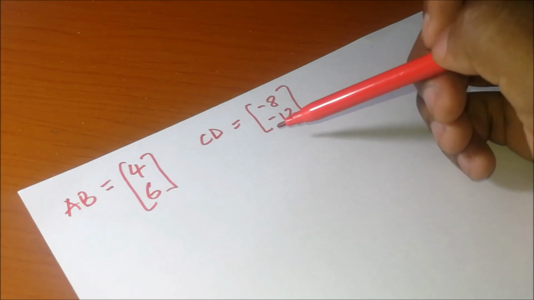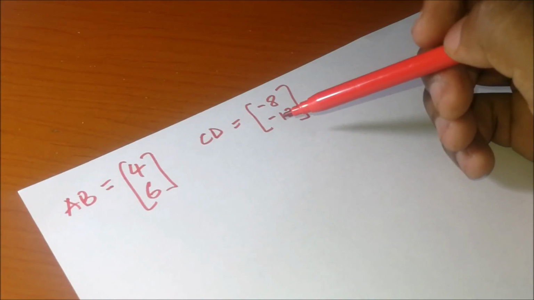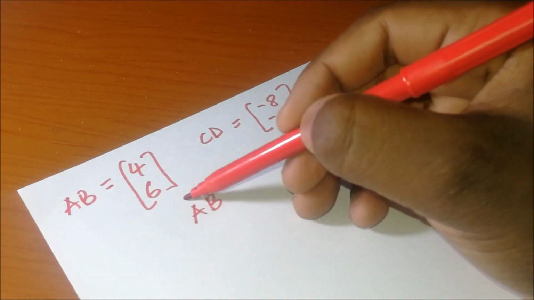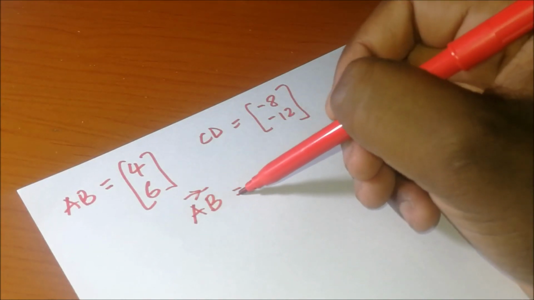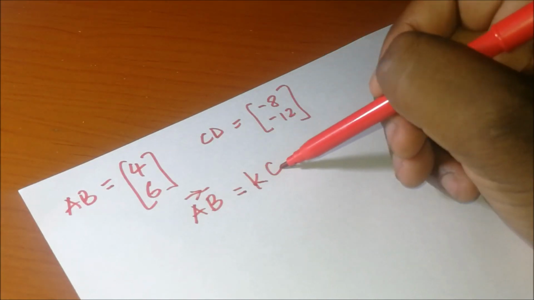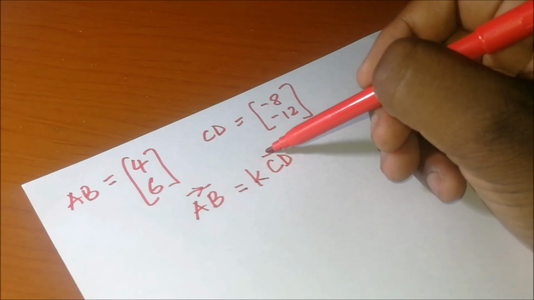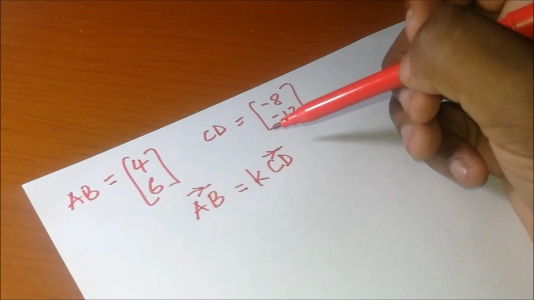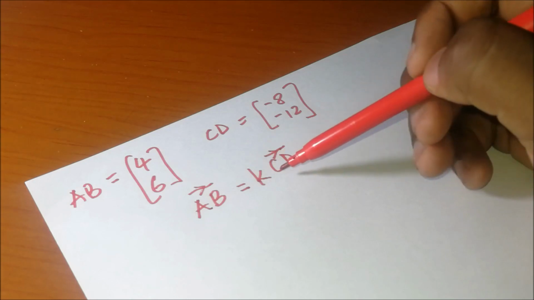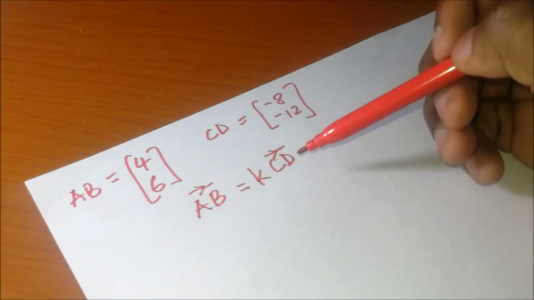So for us to show that these two vectors are parallel, we need to express one of the vectors, let's say vector AB, as a scalar multiple of the other. Let me call that K CD. So what I'm going to do here is put AB equals K CD, find the value of K, and well, let's get to the working.